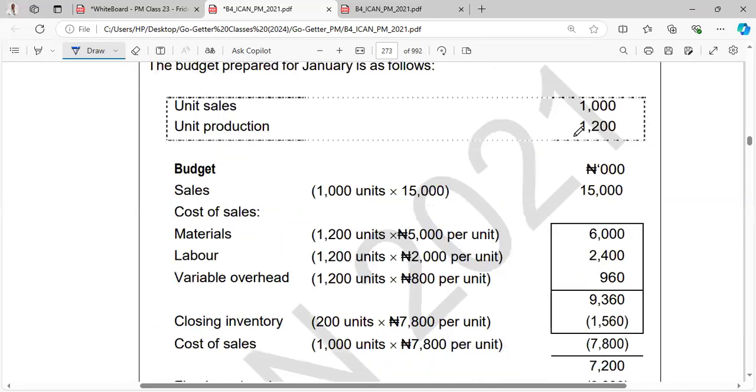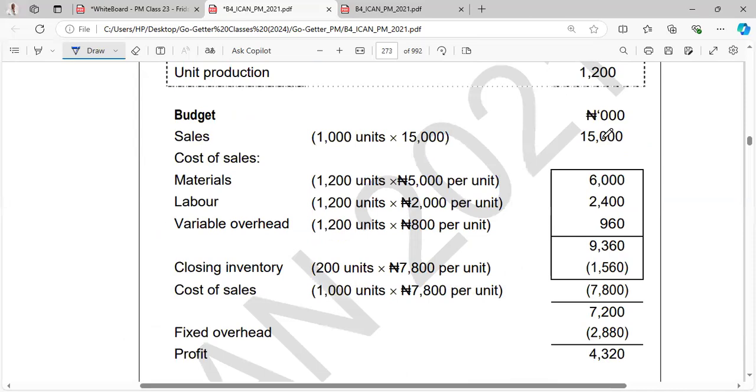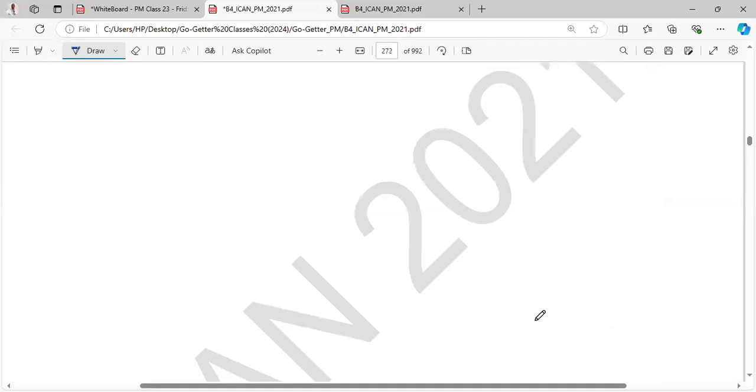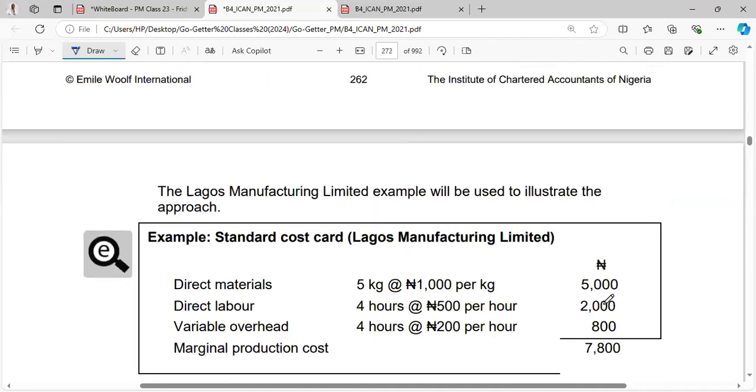So look at our sales price as before, our material cost, labor cost as before, variable overhead as before. But take note there is no fixed overhead at this point. So when you add all these variable costs, it gives you 9,360. Now, your closing inventory. How is your closing inventory valued? Your closing inventory is valued at 7,800. It is this 7,800 you calculated: 5,000, 2,000 and 800.